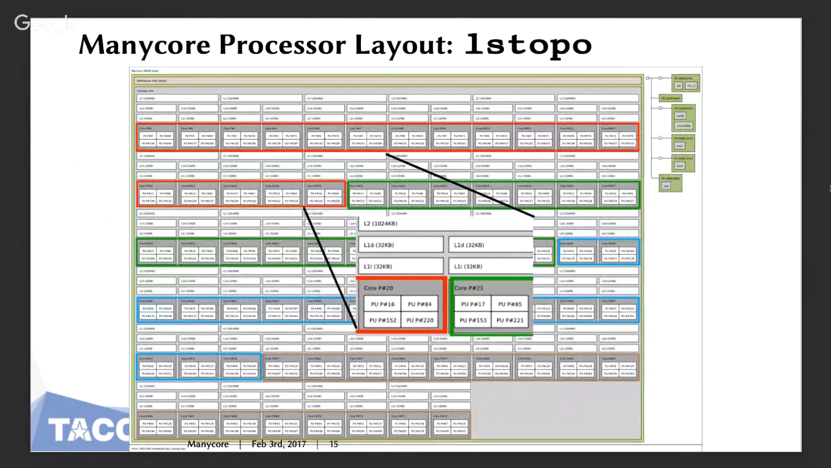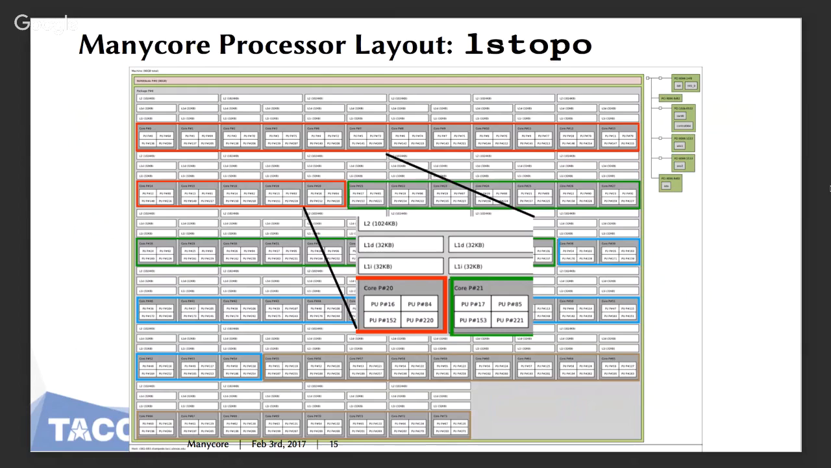Now, where this gets a bit more interesting is a processor like the KNL, which has 4 logical cores per physical core. This is the output of running lstopo on the KNL. There are so many cores that it gets a little bit difficult to look at.